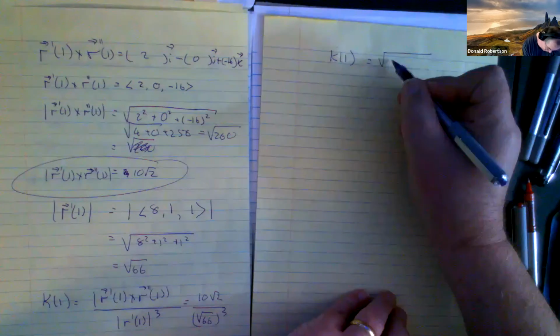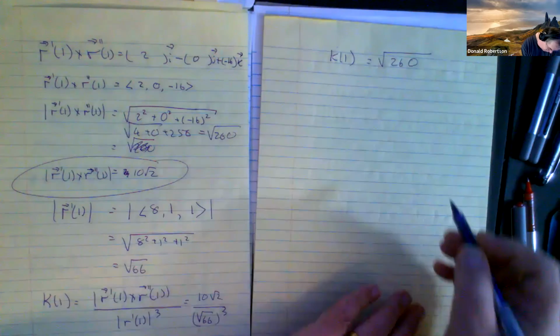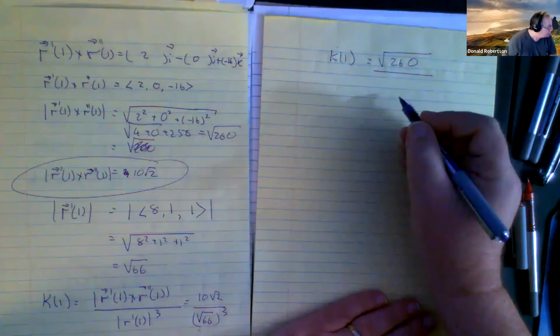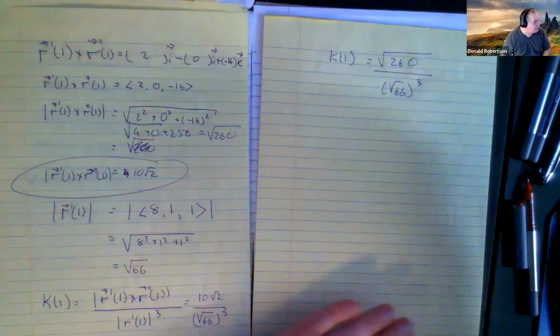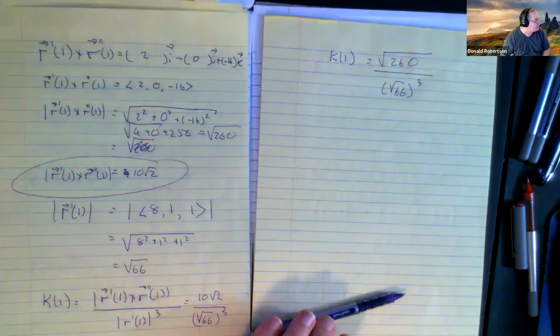So, square root of 260 over the square root of 66 cubed. Now, what on earth does... let's see what the answer looks like so I know where I'm heading.